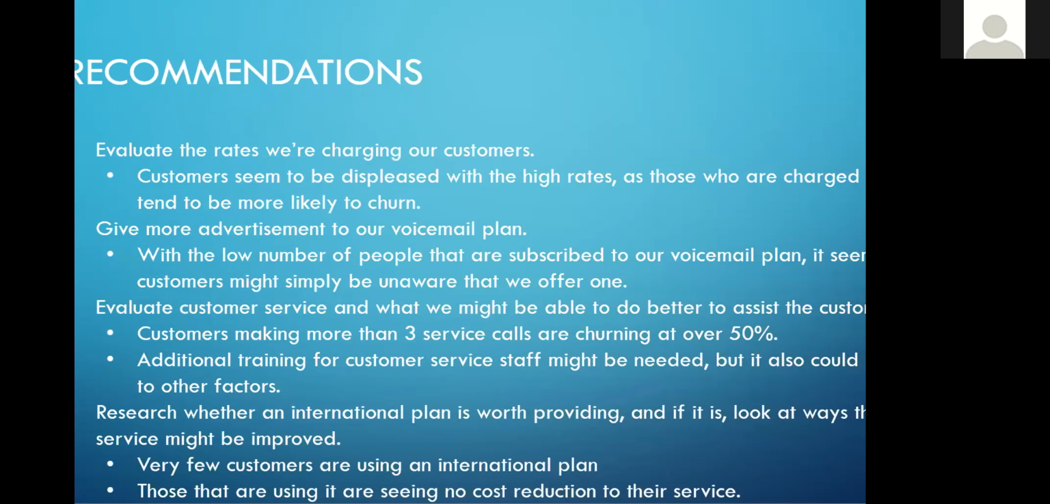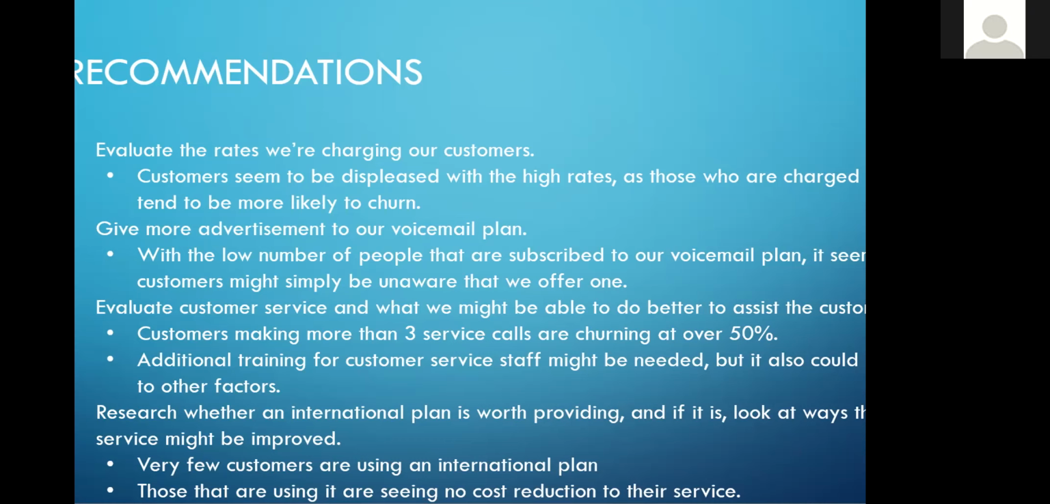So that leads to the recommendations. The first recommendation is to evaluate the rates we're charging our customers. It seems that based on the high churn rate of people with high charges, we may be overcharging our customers, and they may be looking at other areas. That might be something to investigate as to what our competitors are doing, to find ways to maybe give incentives to bring rates down. But for one reason or another, the higher the rate they're being charged, the more they tend to churn.